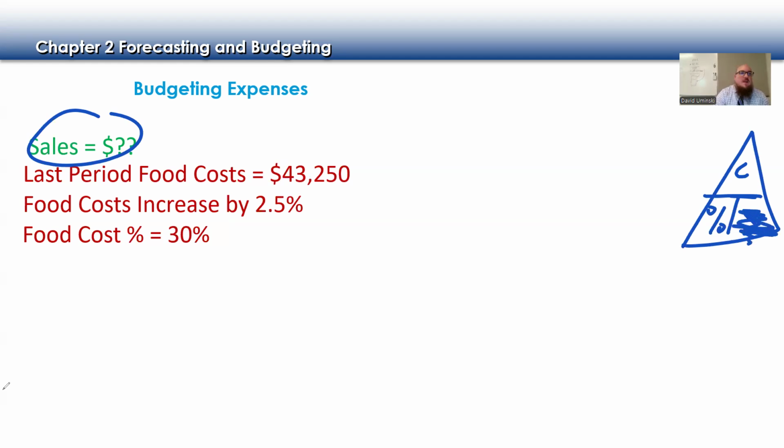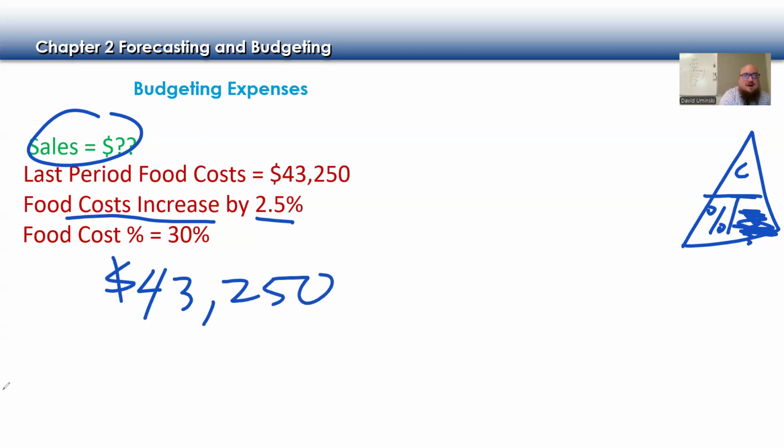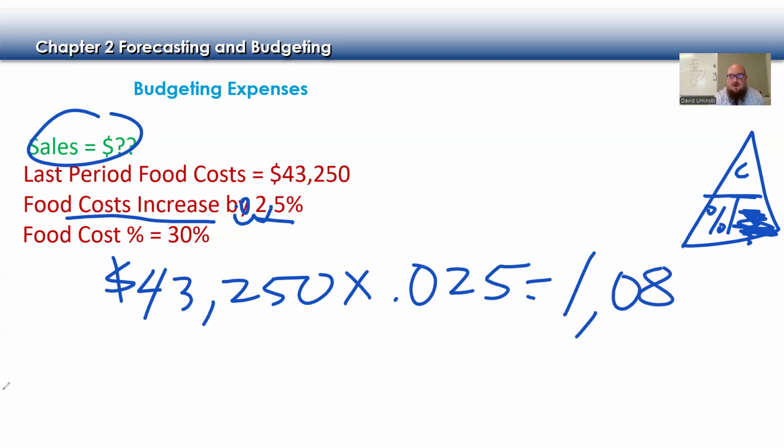But we're looking at our food cost of an increase of 2.5%. So I've got to figure out what this cost number is. And so remember, we take that 43,250 and we're going to multiply by 0.025. Move that decimal place over 2 and fill in the blank with a 0. Okay. When we do that, get my calculator going. 43,250 times 0.025. So that is equal to 1,081 and 25 cents. Okay.